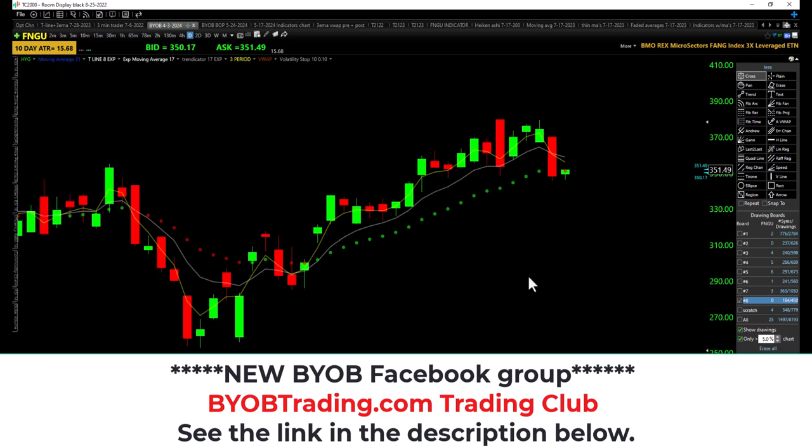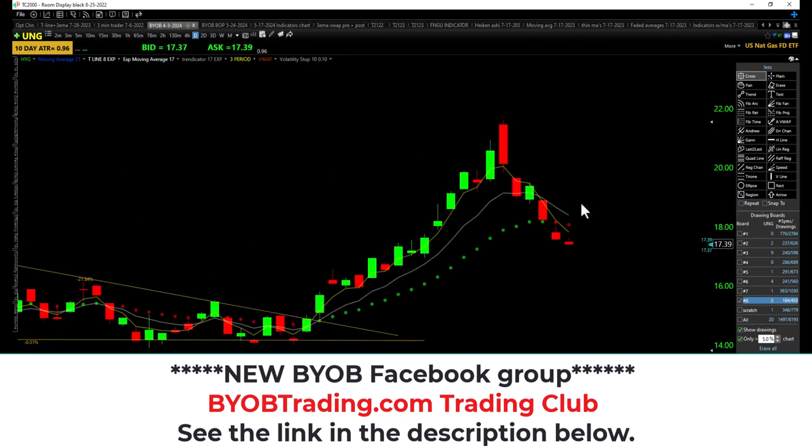All right, let's take a look at UNG. UNG putting in a lower high and a lower low, putting in a daily candle under the bearish trap, also under the 17 EMA.